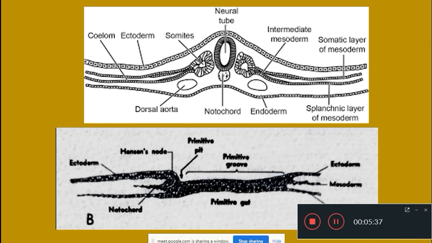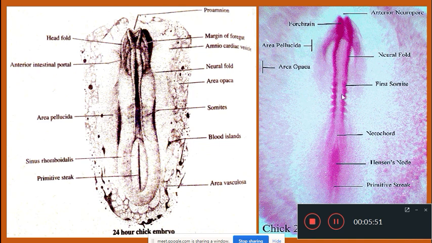They are segmentally arranged, and you can see them as block-like cell masses. So this is a section. We will go to the direct diagram of the 24-hour chick embryo where we can see the somites. So look here. These are the somites. You can see them as block-like cell masses on either side of the embryo. So these are the metamerically arranged somites.